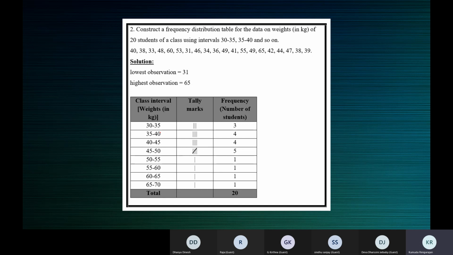And how do we decide the last one? Supposing the highest value is 207, then what will be the last class interval? 200 to 210, ma'am. Because 207 is the highest value. So 200 to 210. You will not write 210 to 220 because there is no value that will fit into that class interval. So the last one will be 200 to 210.